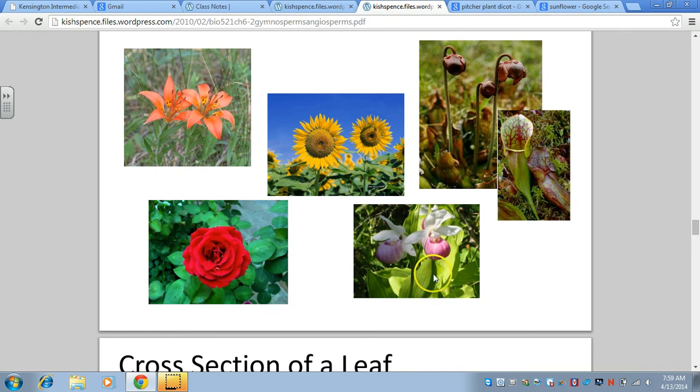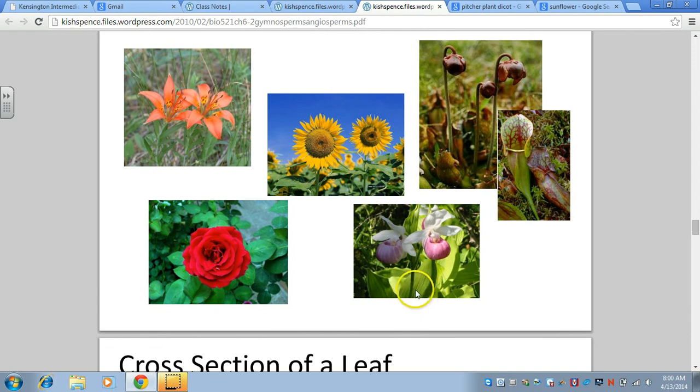Now this, you should know this one. This is the lady slipper, and the lady slipper is our provincial flower. And you can find them. They're kind of hard to find, but you can find them near the edges of bogs, sometimes in the woods.